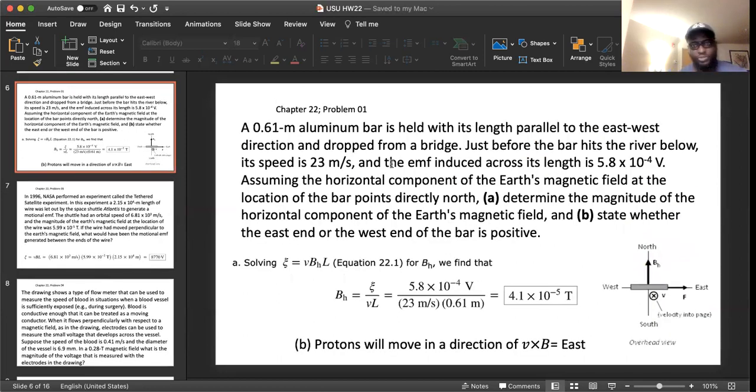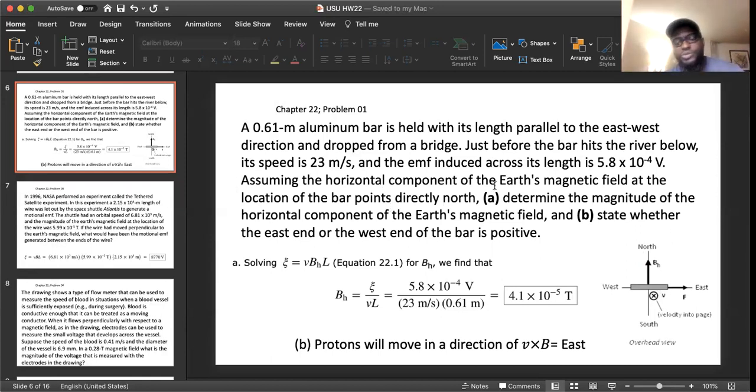So chapter 22, problem 001 says a 0.61 meter aluminum bar is held with its length parallel to the east-west direction. So you can see the east-west direction, we're looking at this from the top. Before the bar hits the river below, so it drops from a bridge, just before the bar hits the river below, its speed is 23 meters per second, and the EMF induced across its length is this. So you're looking from the top, it is falling down to the river. That's the diagram you see here.